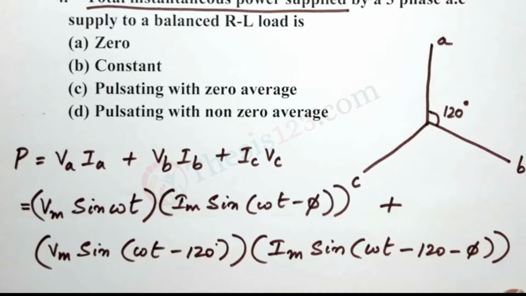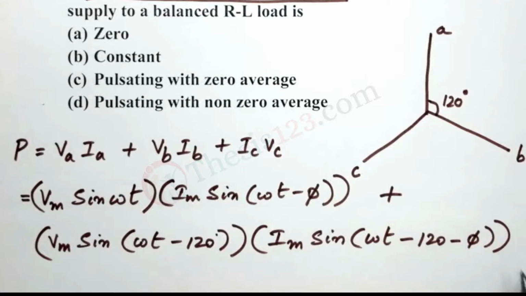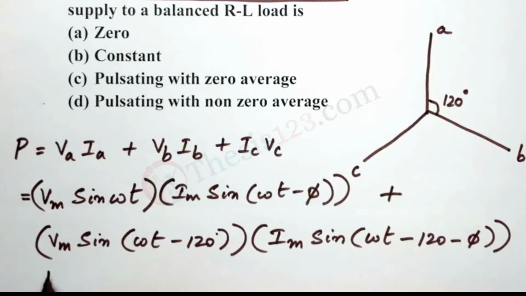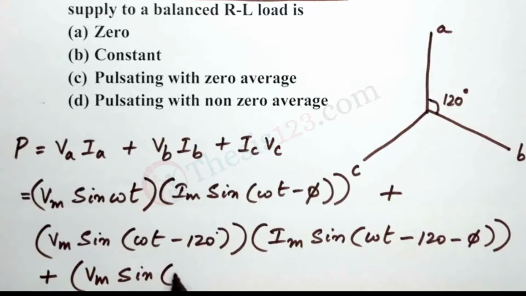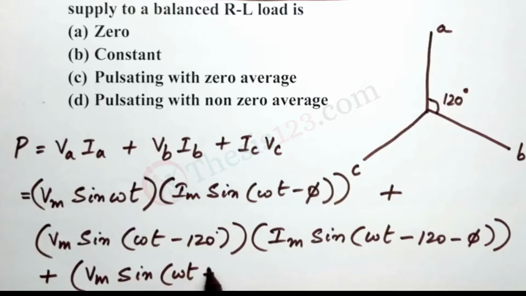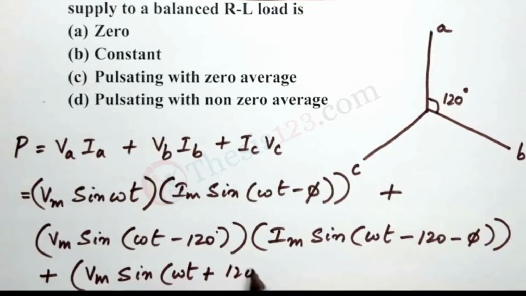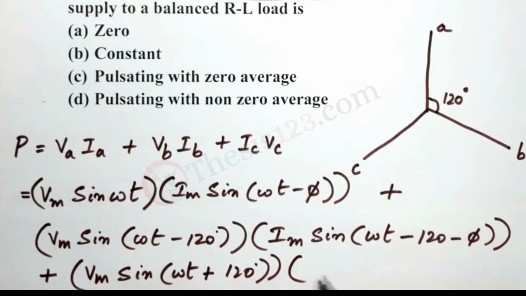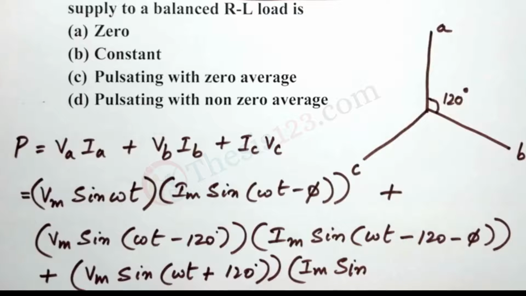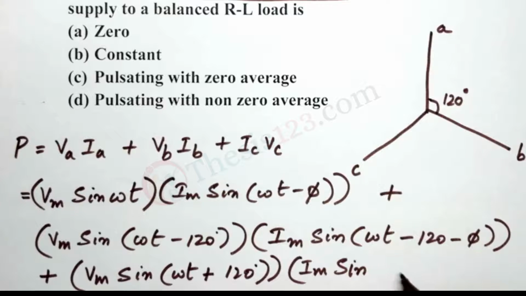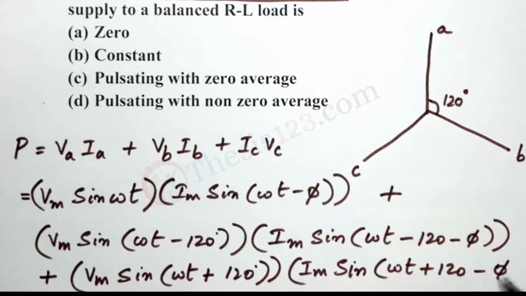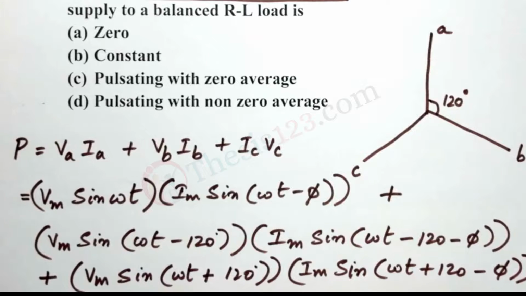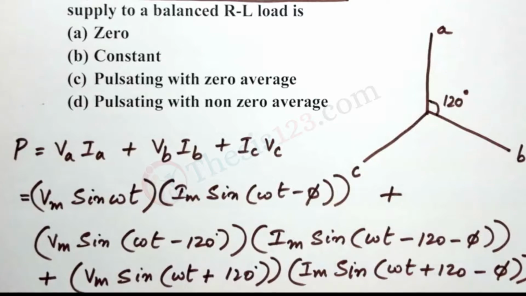Okay, so this is VB, IB. Similarly, let's write down for VC, IC. Now for VC, we will have Vm sine of omega t, this time it would be plus 120 degrees. And IC will be written as Im sine of omega t plus 120 minus phi. I hope this is clear so far.